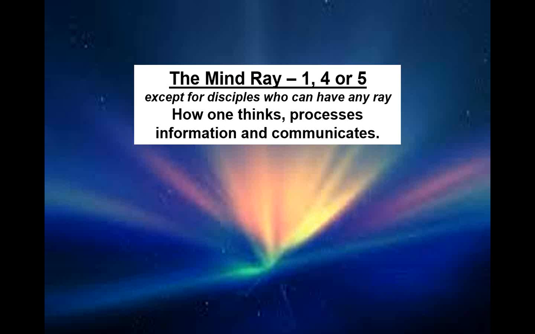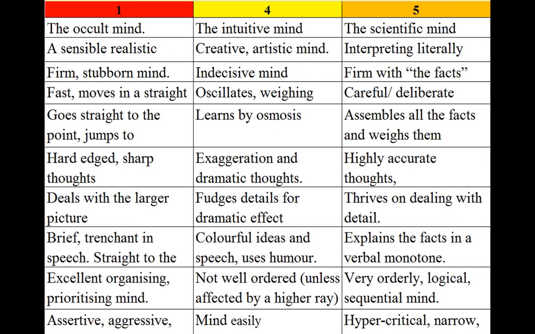Next slide, thanks, Astrid. And so we're now going to be looking at these three type minds, and we'll look very quickly at some of the characteristics for each of these minds. So starting up the top row, the occult mind is the first ray. We have the intuitive mind, fourth ray. Fifth ray minds are scientific. So here we have immediately three very different types of minds.